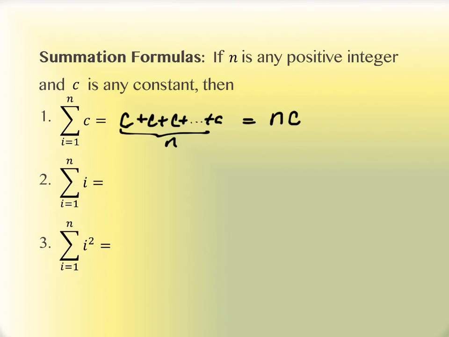The next one is the letter I, just by itself, just I. So if I were to do this one, this would be like adding 1 plus 2 plus 3 plus 4 plus 5 a whole bunch of times, right? But it's just adding one more.